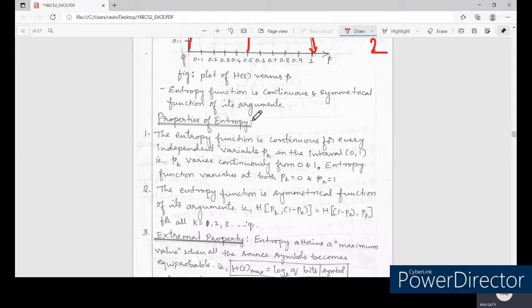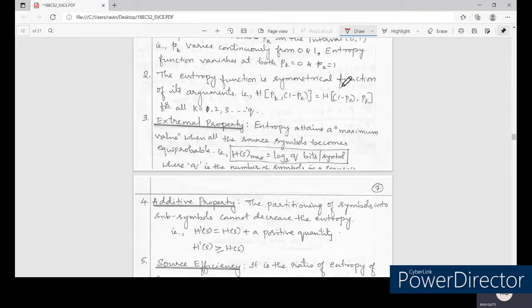Now let us see what the properties of entropy are. The first property is that the entropy function is continuous for every independent variable. Means, as the probability values of a particular source symbol change, the entropy will also change. It depends upon the probability value with which the source is emitting. That is why it is called a continuous function for every independent value.